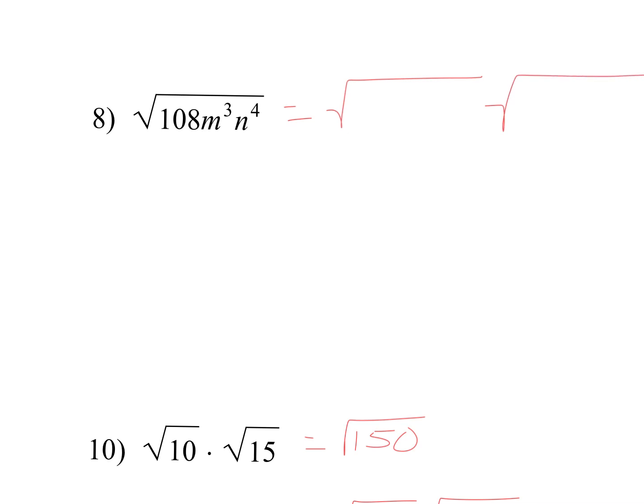108. Same thing, right? 36 and 3. Now let's focus on the variables. How many do I have? I have 2 variables, right? But let's work with m first. I have 3. How many of those can go into 2? Right, 2 of them are good. So I'm going to have m squared here. How many are left? 1. So 1 goes in the bad.